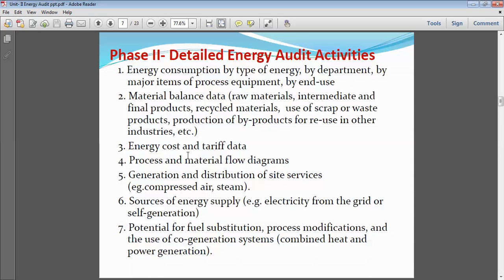Energy cost and tariff data. So what is the energy cost? What are the different parameters included in the energy bill? One is the kWh, that is the actual energy consumed by the consumer. What is the maximum demand? What are the different charges? What are the electricity duties? What are the taxes on the electricity?